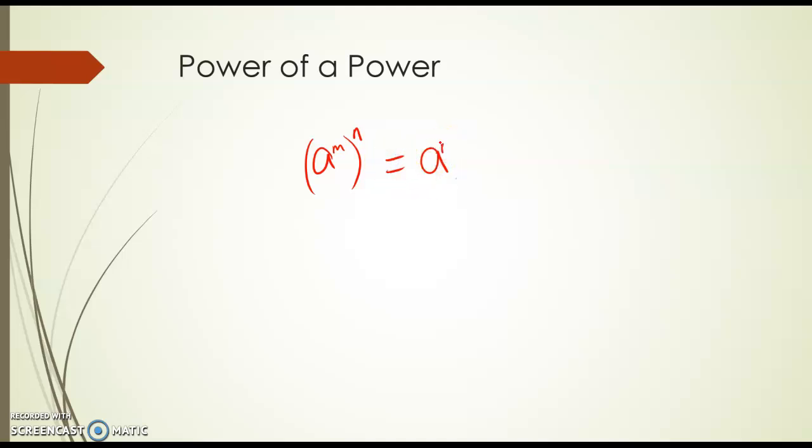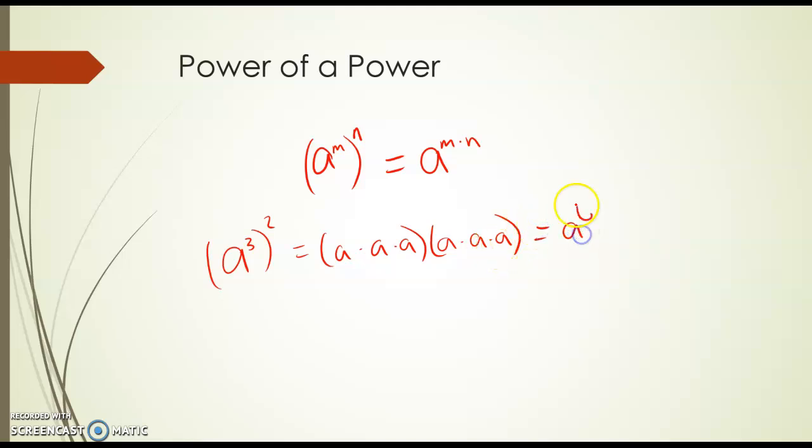then that's the same as a to the m times n. So just keep in mind, if I had a cubed squared, then that would be the same as a times a times a times a times a times a, right? Because squared means multiply it times itself. So here's a cubed times a cubed, which is a to the 6, which is the same as a to the 3 times 2. So again, it's that shortcut, but this right here, this is why.